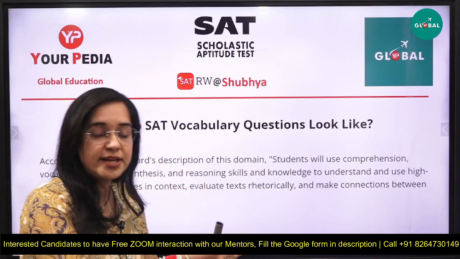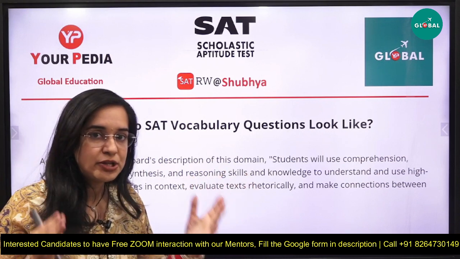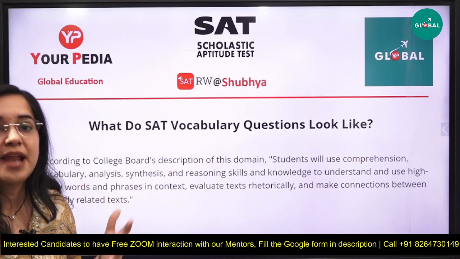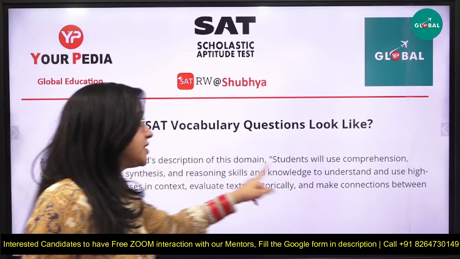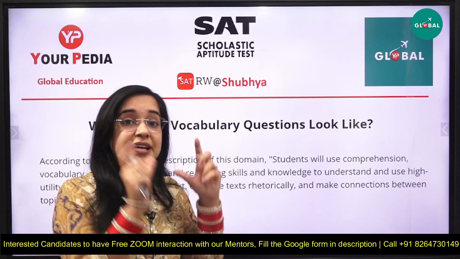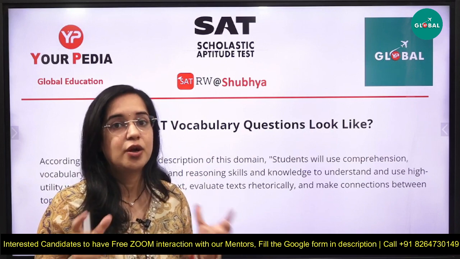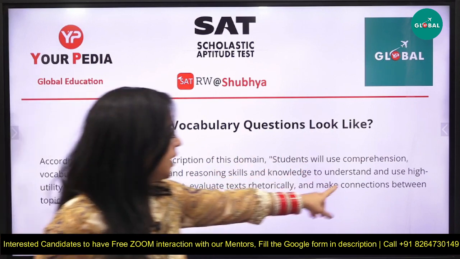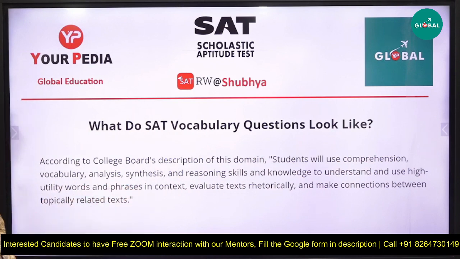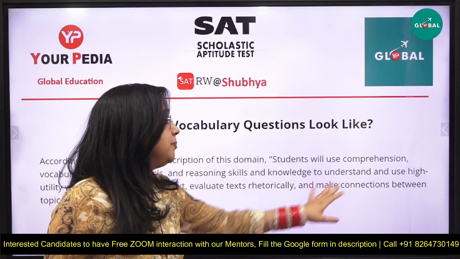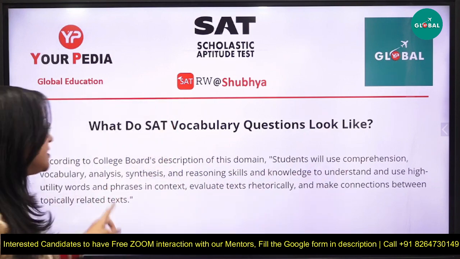So you have to break things down into smaller portions. Whenever a punctuation mark is there, break down the words. Try to synthesize, understand and collaborate the meaning of the statement. Reason out: does that blank require a positive word or a negative word? What kind of context does that blank require? You must understand and use high frequency words and phrases in context, evaluate text rhetorically, read it and make connections between topically related text. The last line is very important: you have to make connections between the statements, right?